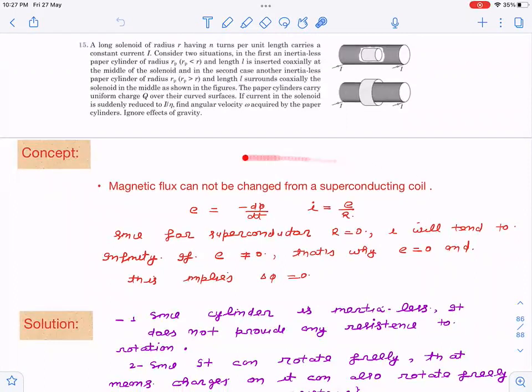So here I'm going to use this concept, right? Some of you might be knowing this before. If you know this, you can just revise it. Magnetic flux cannot be changed in a superconducting coil, right? So I'll explain the reason also.